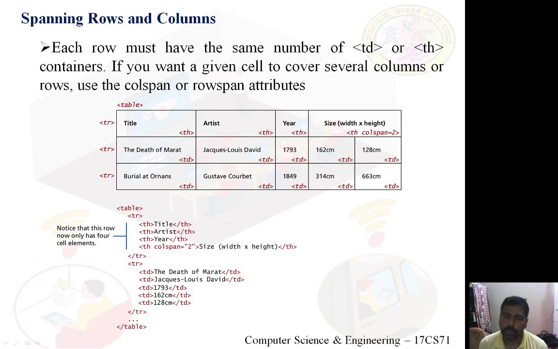So now look at a code fragment. Now to create the first row I use the tr tag. You are familiar with this, right? In the tr tag I have used th to specify title, to specify artist, to specify year. I mean I have enclosed title, artist, year within opening and closing th tags. But look at the last header, that is size, width into height.